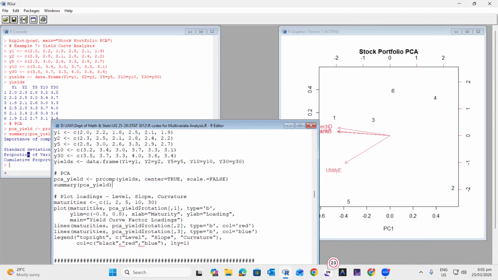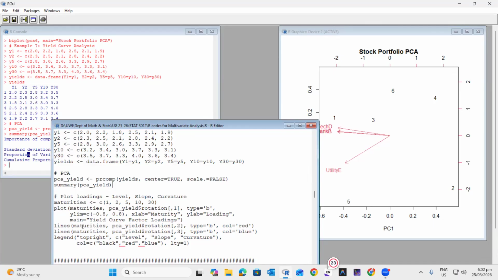So we will check the plot. In this plot, we have the maturities at 1, 2, 5, 10 and 30, and we are going to plot the maturities with respect to the PCA yield rotation, basically the loadings, and type equals b means lines should be there with dots, and the limit of the y-axis should be minus 0.8 to 0.8. On the x-axis we have the maturities and on the y-axis we have the loadings, and the title of the plot will be yield curve factor loadings.